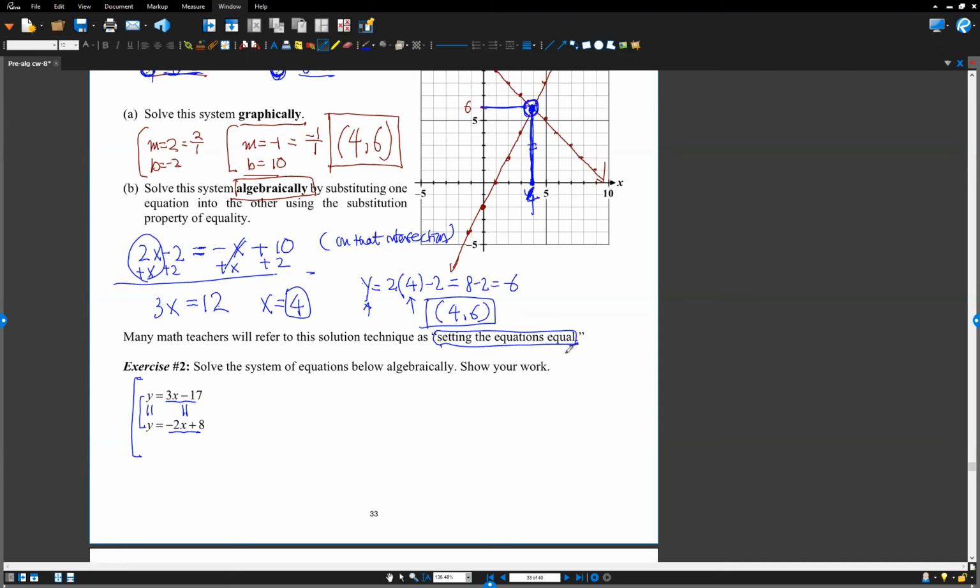Now to make it equal, let's set up the equations. 3x minus 17 equals negative 2x plus 8. That's it. That's step one. Not just solve it. No other way. Just to solve it. Because we have 3x on the left hand side, negative 2x on the right hand side. We're going to combine negative 2x and move to the left. How? Plus 2x, plus 2x.